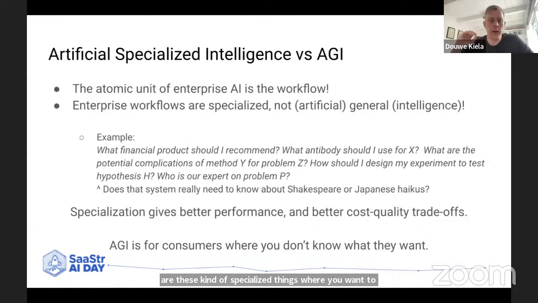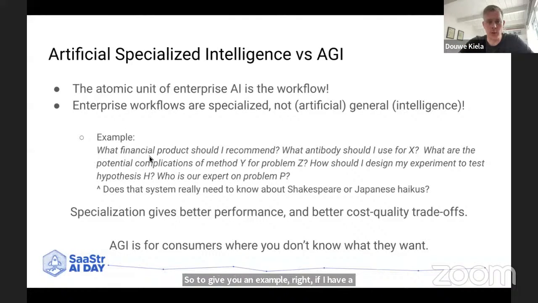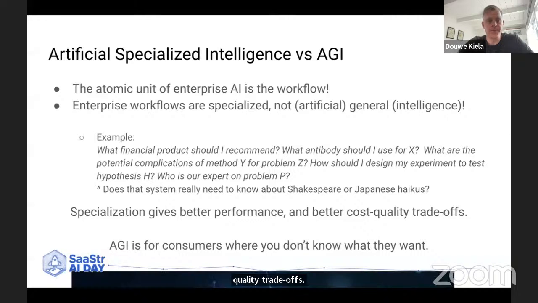You don't need to have something that is very generic. To give you an example, if I have a system that has to give financial product recommendations, or it needs to recommend antibodies, or needs to help with experiment design or find the relevant expert within a company, that system doesn't need to know about Shakespeare or quantum mechanics or Japanese haikus, right? It just needs to be very good at this one particular job that it needs to solve. So specialization gives you better performance while also giving you better cost quality trade-offs. And again, that is really what enterprises care about.